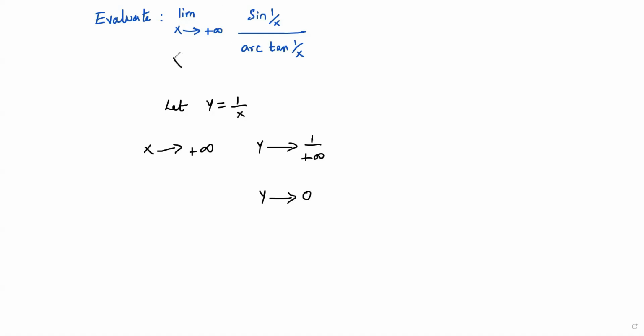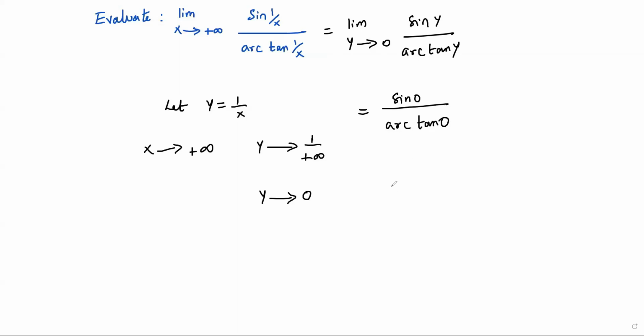Now let's change the complete problem to the new variable y. So instead of taking x tends to positive infinity, we can take y tends to 0. Instead of this 1 over x, we can take y, and arctan y. Now let's substitute the limit for y, that is, the limit for y is 0. So it's going to be sine 0 over arctan 0.